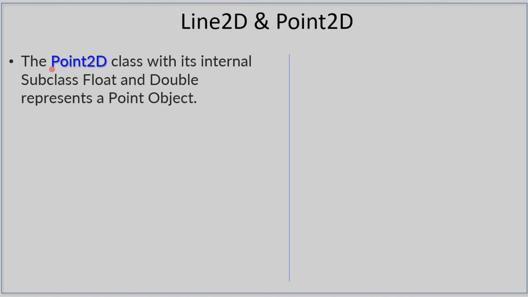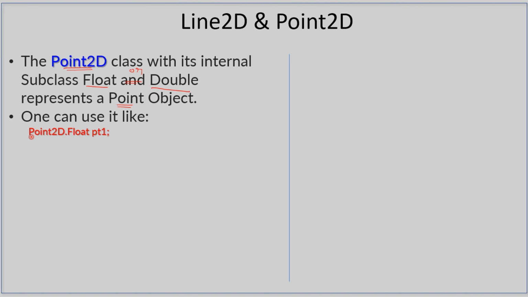The Point2D class, with its internal subclasses Float and Double, represents a point object in two-dimensional space. So here Point2D is the class which contains two internal classes. You can either use a float or double. That way you can define a point in Graphics2D.